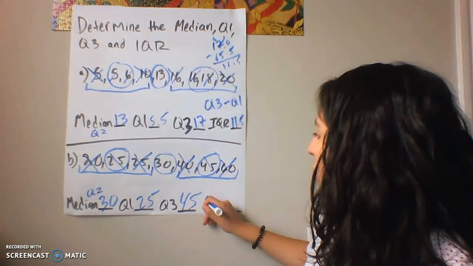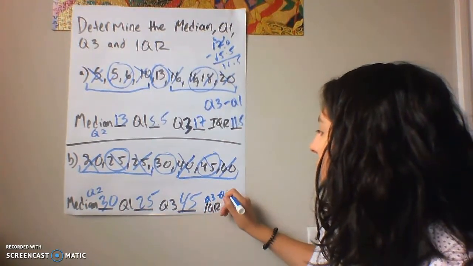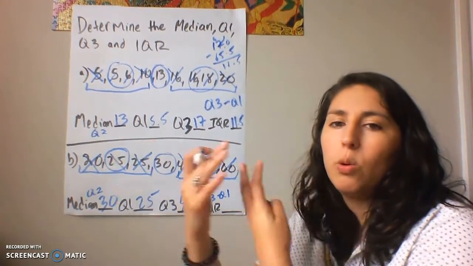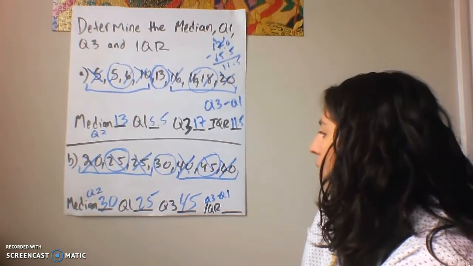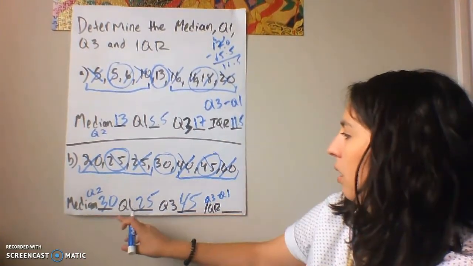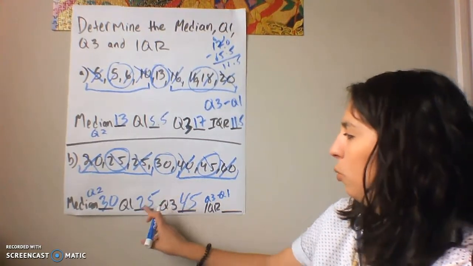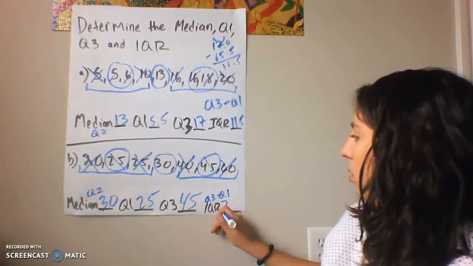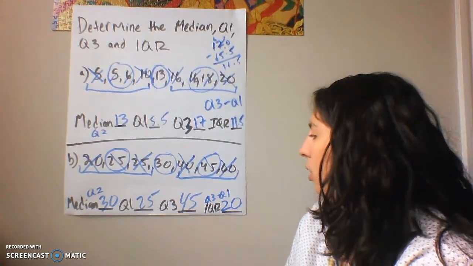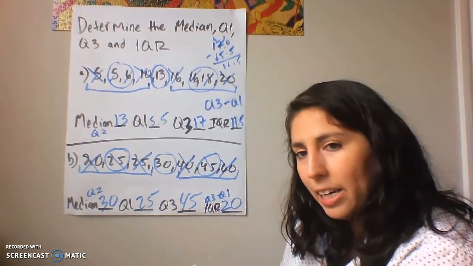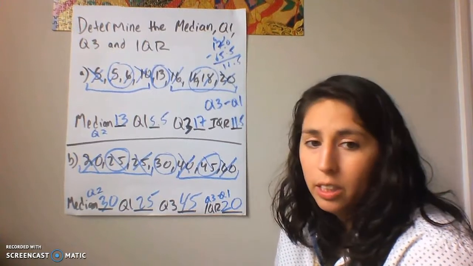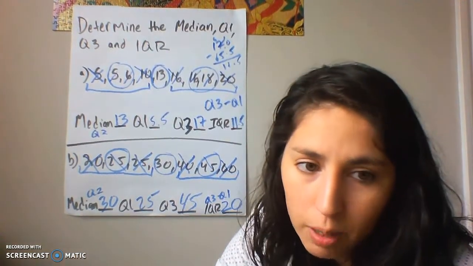So for IQR, remember, we're just subtracting the quartiles because we're finding the range, how far apart they are. So 45 and 25. What is the range between those numbers? And the range between those numbers is 20. So my IQR, or interquartile range, is 20. Great job. Boom. Done.